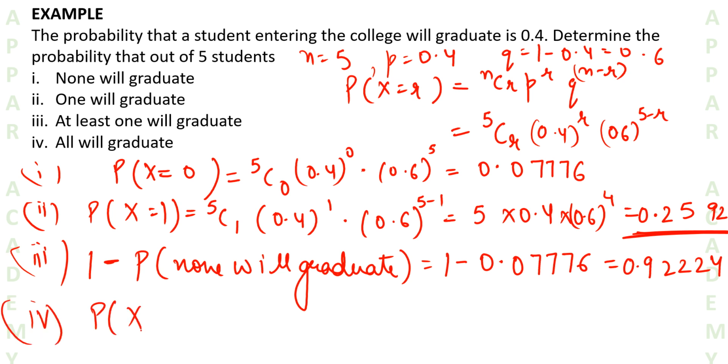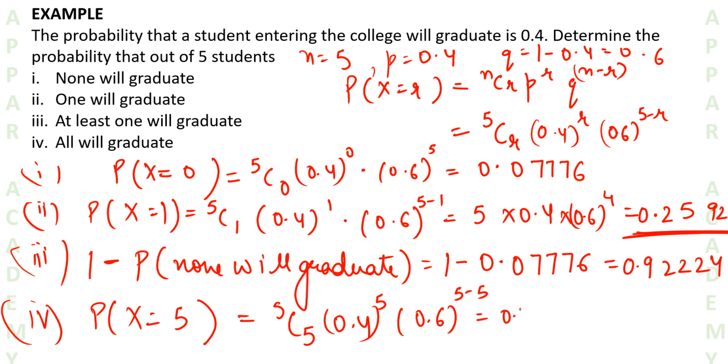So last part, all will graduate. So probability that x is equal to 5, which is equal to 5C5, 0.4 to the power 5 and 0.6 to the power 5 minus 5. So this becomes 0.4 to the power 5. So now again this is 0.01024. Right? So this is how we can simply solve this question.